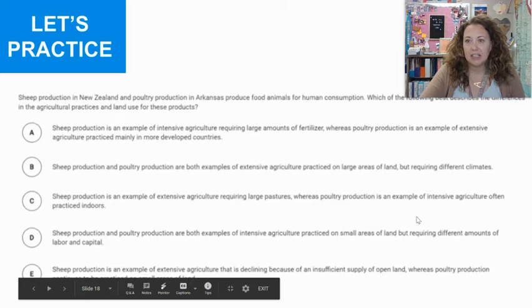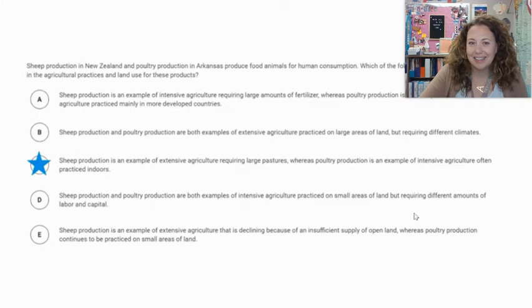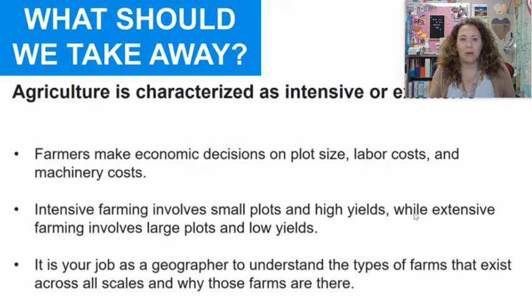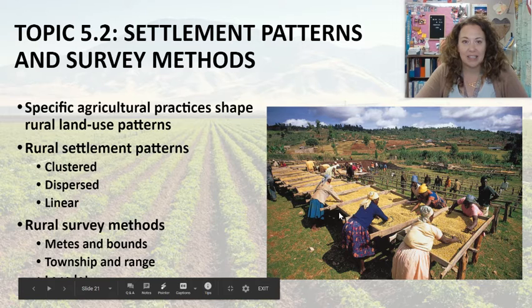Okay, pause on this one. You can read through this one and answer. All right, and again, the big takeaway: farmers make economic decisions based on plot size, labor costs, and machinery. Intensive farming involves small plots and high yields, and it's your job as a geographer to understand the types of farms that exist. Okay, that was all of 5.1.